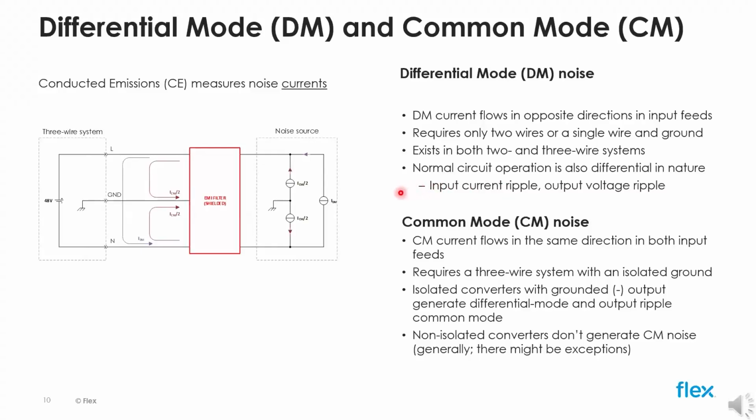Common mode current flows in the same direction in both input lines and returns to ground. So it's present only in 3-wire systems and typically associated with isolated converters.